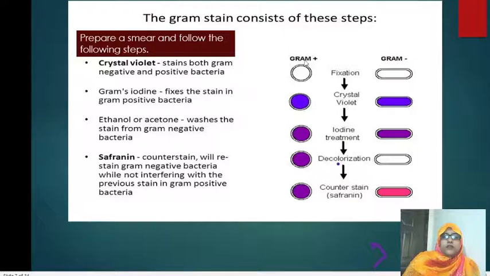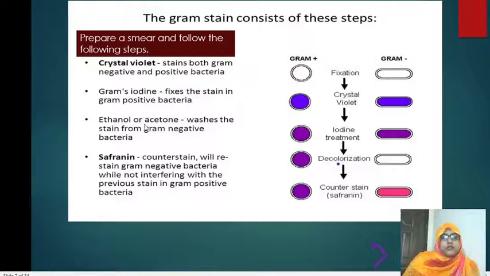Both have peptidoglycan, but gram positive contains more peptidoglycan in the cell wall and gram negative contains less peptidoglycan in the cell wall. Crystal violet dye stains both gram negative and positive bacteria. Both are stained. Then gram iodine is taken, which fixes this stain in gram positive bacteria. When we apply gram iodine, you can see here in the third step, gram iodine on this one and this one. Both take this gram iodine and then we wash this with ethanol or acetone.